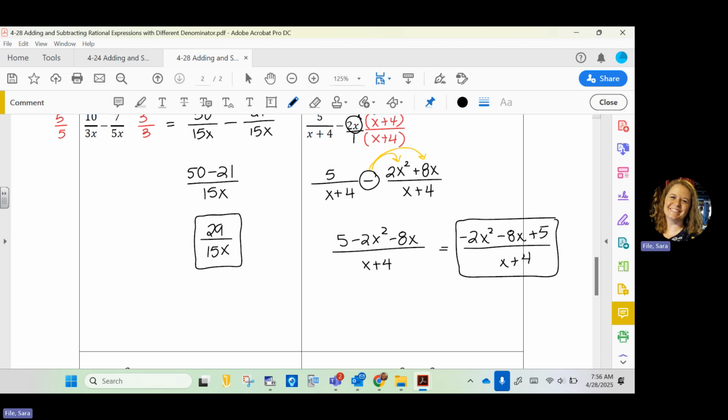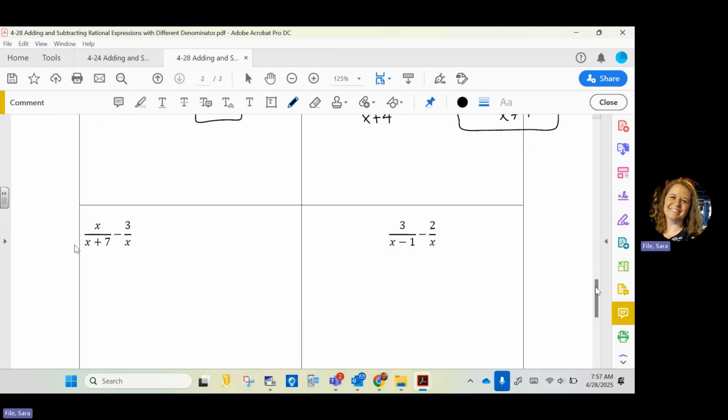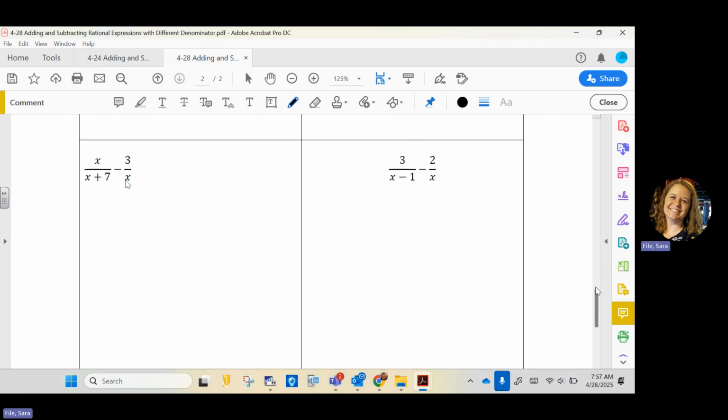So far, so good? Let's do another one kind of like that, except this time there's not a 1 for a denominator. One of the denominators is just a variable. One of the denominators is an expression. We need to get them to match. If it helps you to put parentheses around your expressions, put parentheses around them.